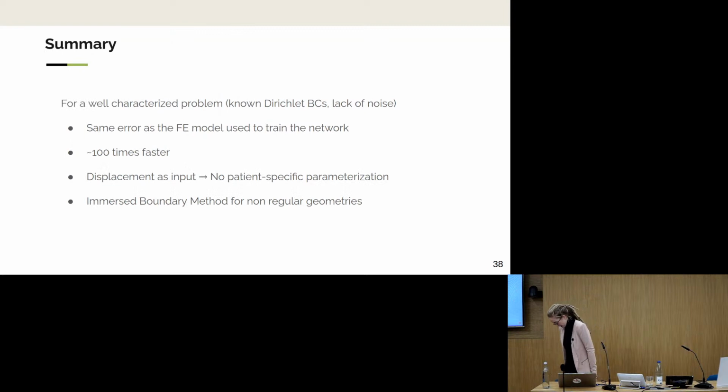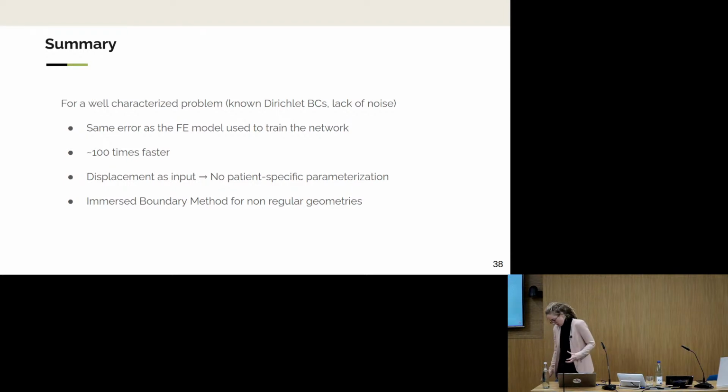So if I summarize, for a well-characterized problem, meaning that the Dirichlet boundary conditions are exactly known and that there is no noise in the input to the network, the U-mesh produces an error that is equivalent to the FE model used to train it, while being 100 times faster. Also, since we have a displacement as input, no patient-specific parametrization of the model is needed. And in order to account for non-regular geometries, we propose the immersed boundary method.